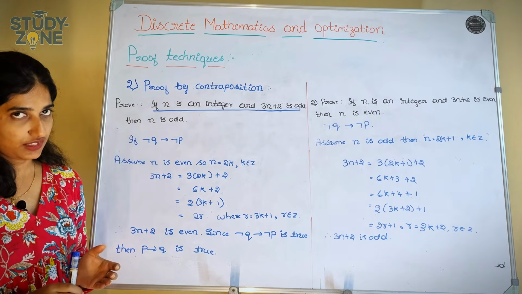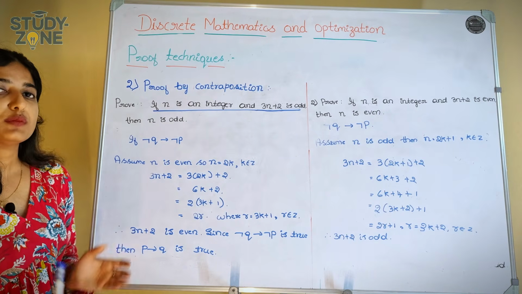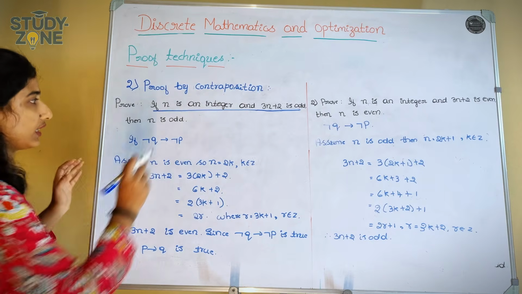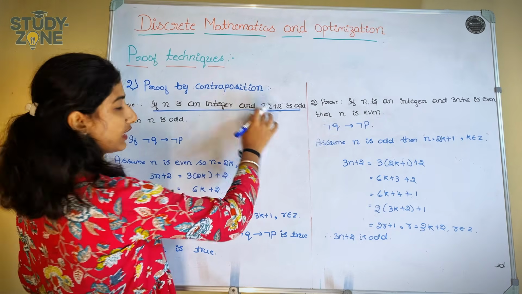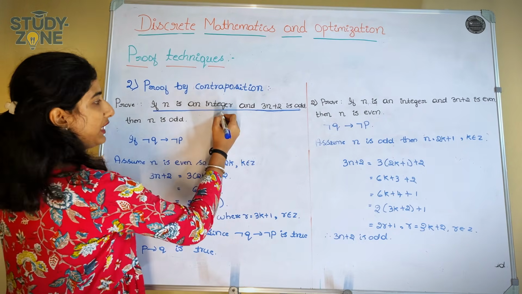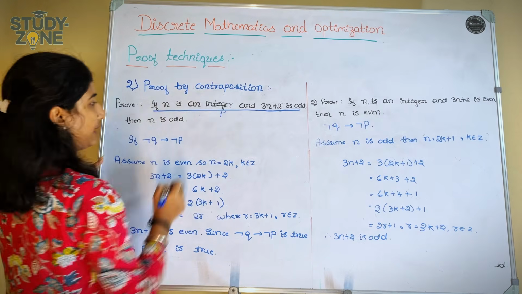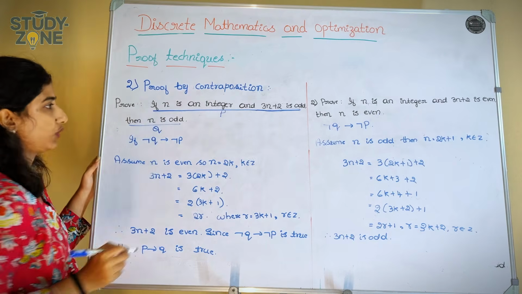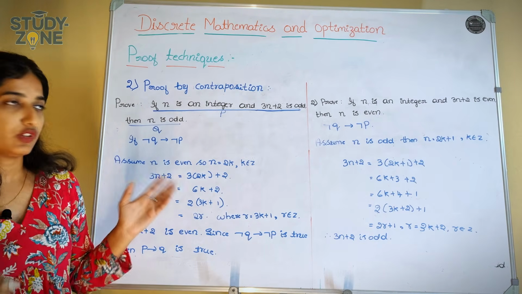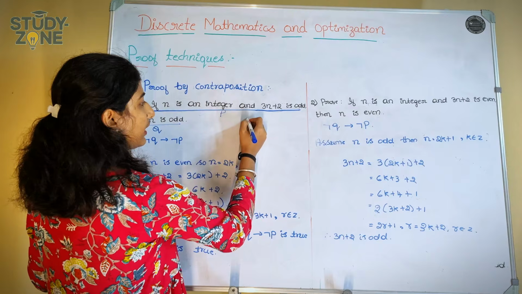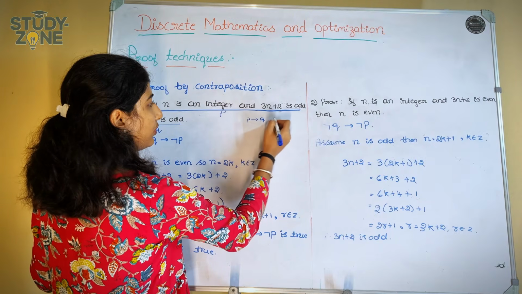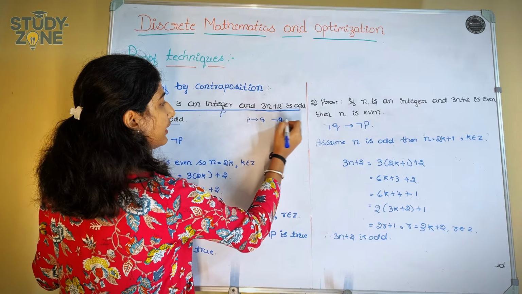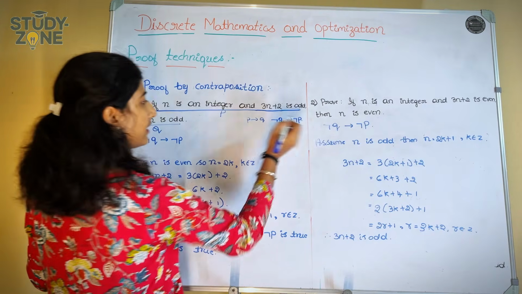If n is an integer and 3n plus 2 is odd, then n is odd. Here, if n is an integer and 3n plus 2 is odd, that is p. Then n is odd is q. So in contraposition, what are we taking? Here we are taking the fact of p implies q, then we take negation q implies negation p.